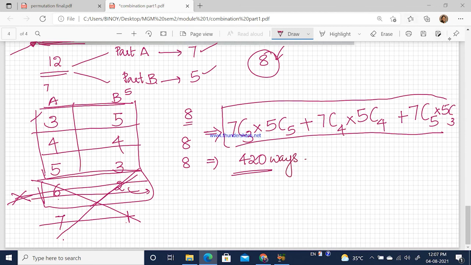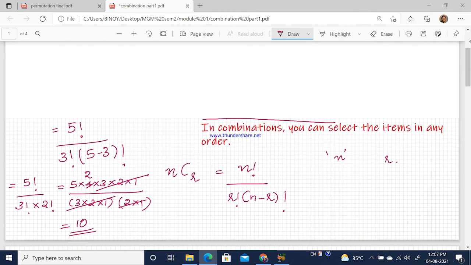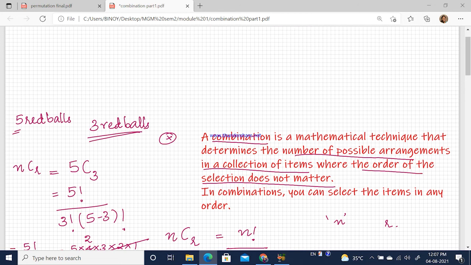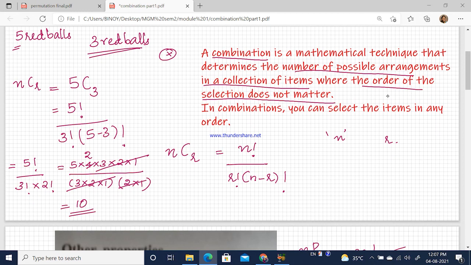A combination can be considered as a possible arrangement in a collection of items where the order of selection doesn't matter at all. You can select the items in any order. The general formula is nCr, that is n factorial divided by r factorial times n minus r factorial. So the number of ways of choosing r from n things can be expressed as nCr, that is n factorial by r factorial into n minus r factorial.